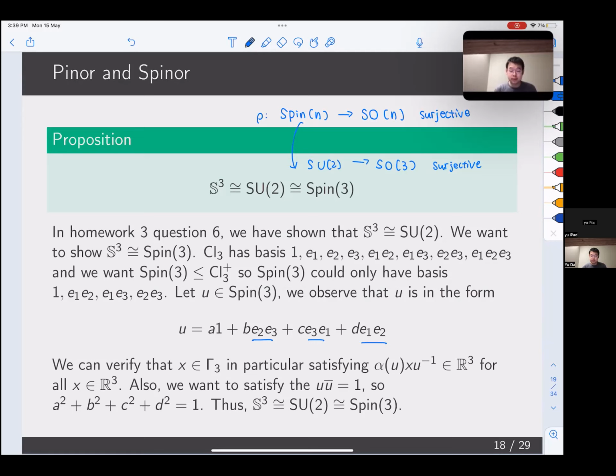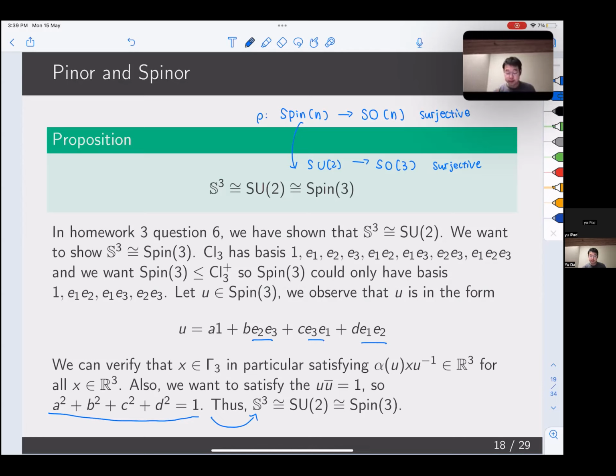Also, we need to enforce the condition that the norm is 1. So we have to make the a squared plus b squared plus c squared plus d squared equal to 1 condition. This suffices to show that this is the same definition of S3. So this suffices to show S3 is isomorphic to SU2 and Spin(3).